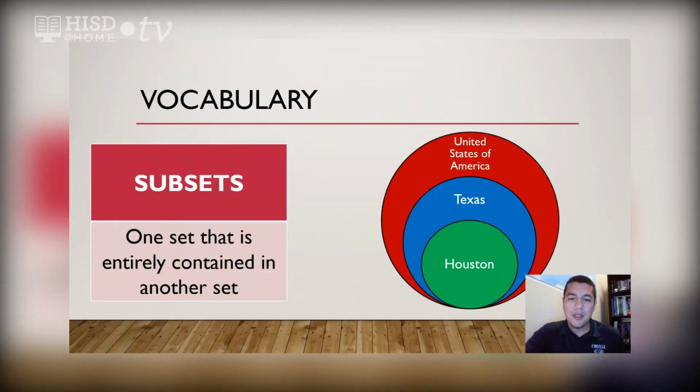The next word is subsets. And this is when one set or one group of items fits entirely inside of another group. In our example, Houston is a subset of Texas. Furthermore, Houston and Texas are subsets of the United States of America.